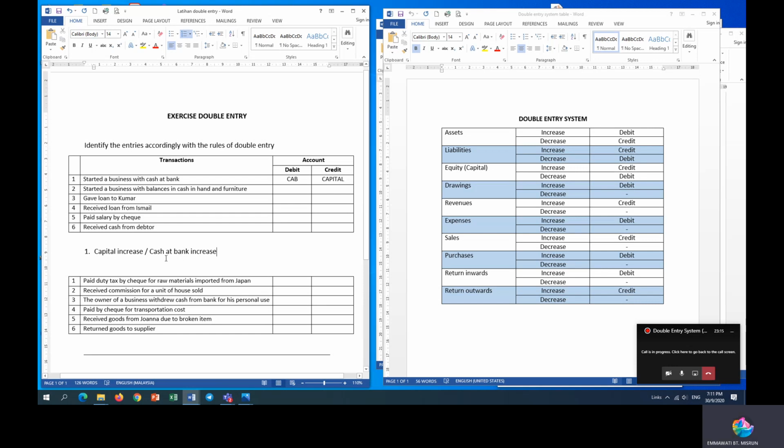Kemudian cash at bank. Cash at bank adalah asset. Asset apa? Increase kan? Asset increase debit. Jadi awak akan debitkan cash at bank, sebab cash at bank adalah asset. Asset awak increase. So awak kena debitkan cash at bank.